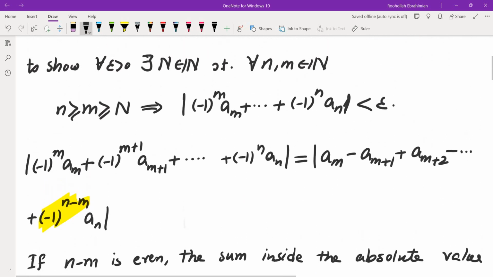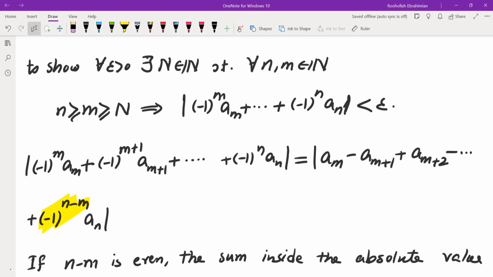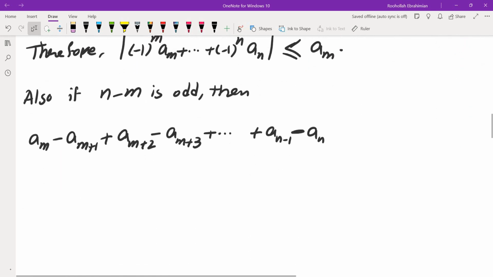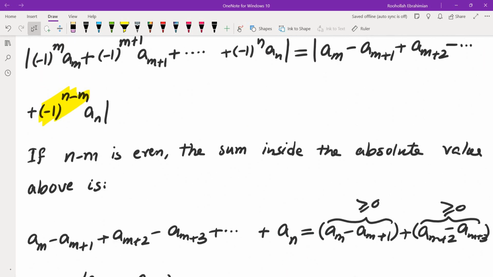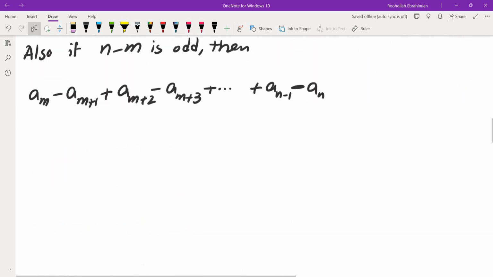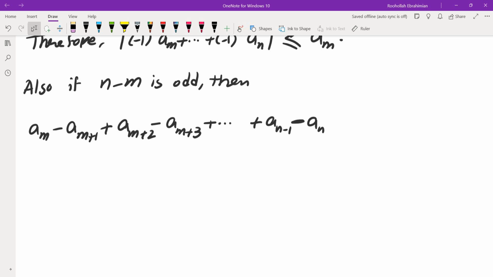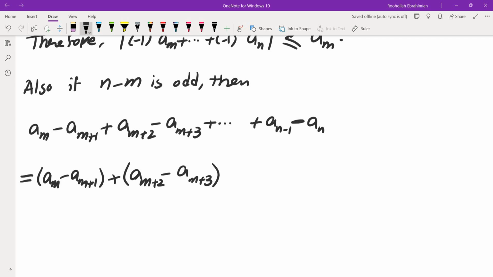And here I started from a_m and I'm going up to get to a_n. So the last term, if you recall, it was (-1) to the power of n minus m. (-1) to the power of m minus m is going to be negative, so I can just write it down as negative. Now I'm going to pair it up in the exact same format. This is going to be a_m minus a_(m+1), a_(m+2) minus a_(m+3), all the way to a_(n-1) minus a_n.